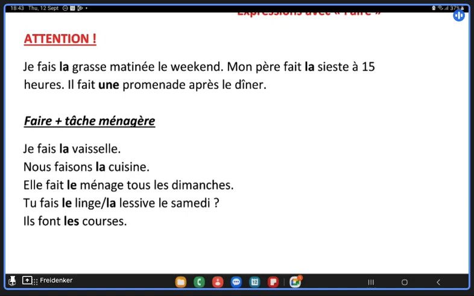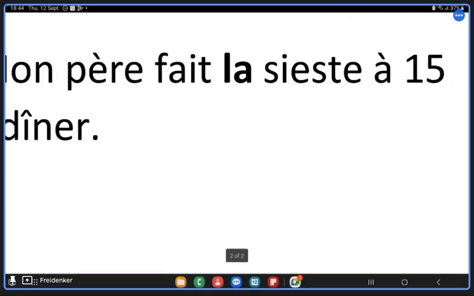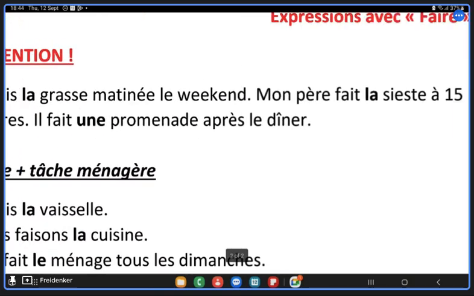Mon père, my father, fait la sieste à 15 heures. You might want to know numbers. 15 o'clock is what? 13, 14, 15. 3 o'clock. My father takes a nap at 3 o'clock. We looked at this expression also. Faire la sieste means to take a nap. It was in the worksheet that we just looked at.